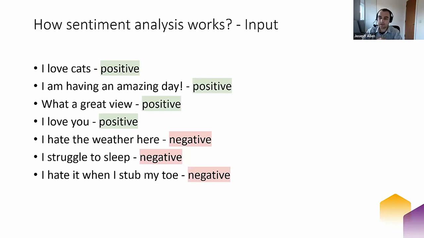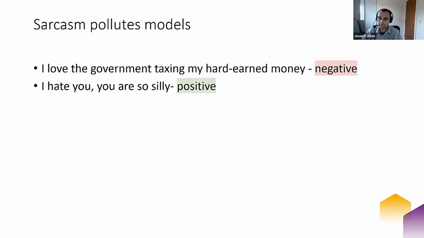We have some sentences where that sentiment is obvious. I love cats is clearly a positive. I hate the weather here is clearly negative. But we also have some more nuanced sentences. I love the government taxing my hard-earned money to us might be clearly sarcasm, but it uses strongly positive language like the word love. Again, I hate you, you're so silly, could perhaps be a playful sentence said to a friend, but from a text perspective, it's clearly negative, though the sentiment could be positive. As long as these cases are rarer than our usual case, our model should adapt to dealing with them.